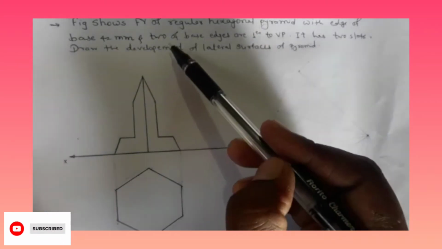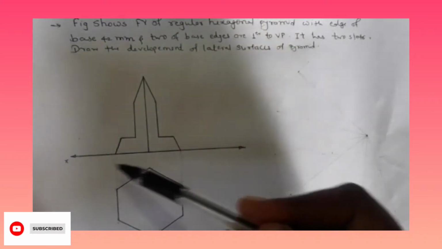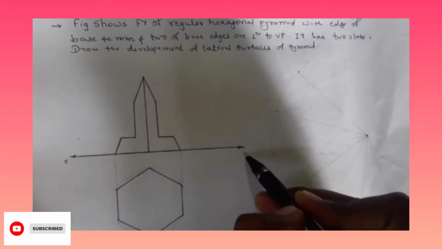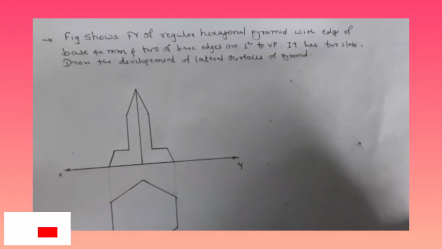So here I have drawn its top view. In the question they have mentioned two of the base edges are perpendicular to VP. So whatever these two edges are, I have kept them perpendicular to VP, that means perpendicular to the XY line. So I have drawn here its hexagonal top view.